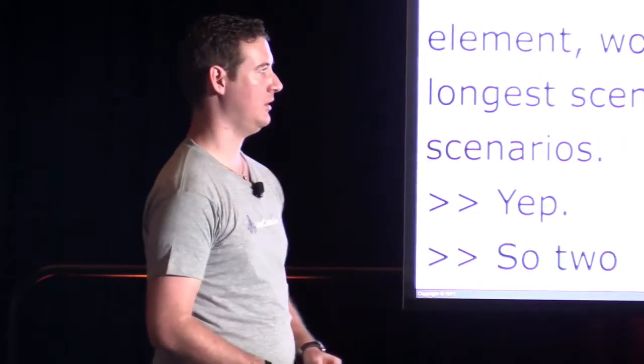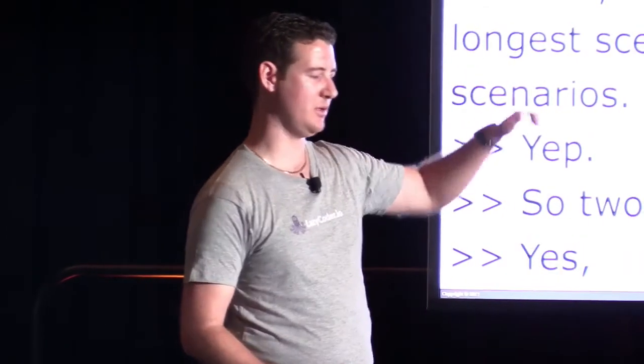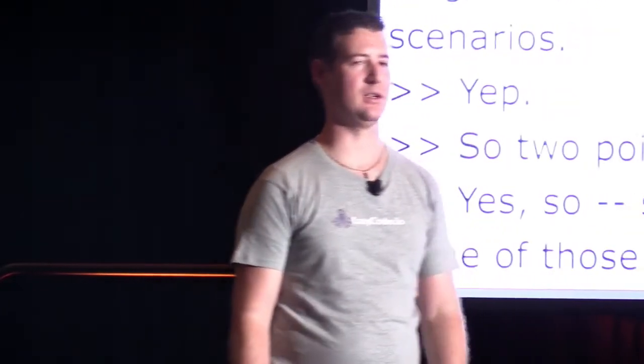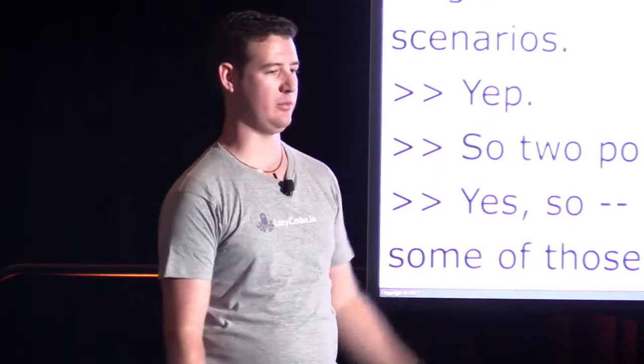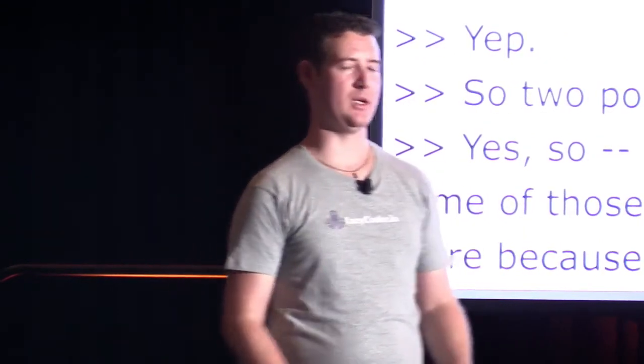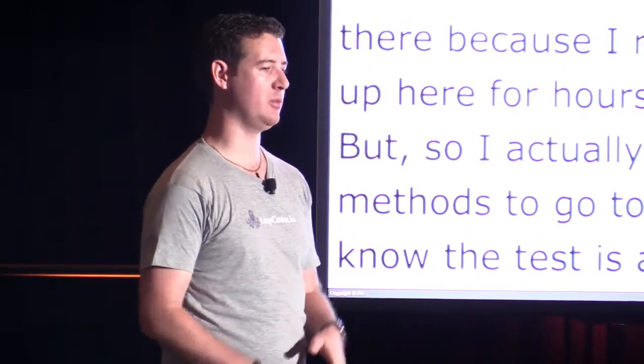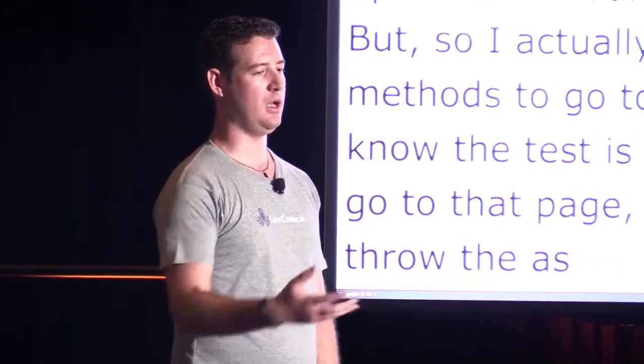Yes. So what I showed you were not the full classes because I really don't want to scroll up here for hours and hours. But I actually have a whole bunch of methods to go to each different page. If I know the test is a failing test and it's not actually going to go to that page, I'm going to make sure I throw the assertion there. In terms of really long tests, that's the benefit of using method chaining and method cascading.